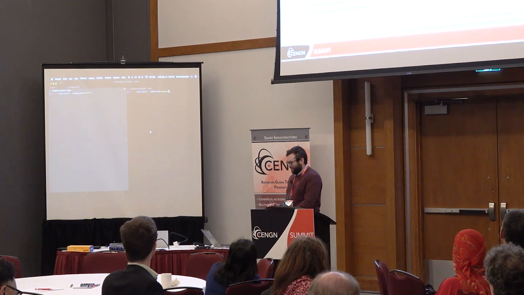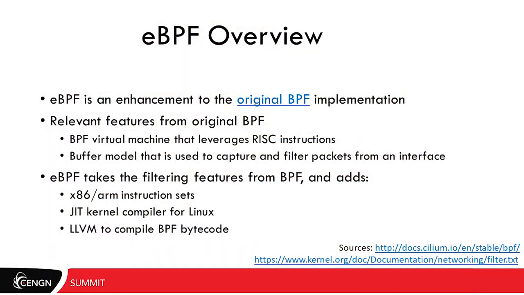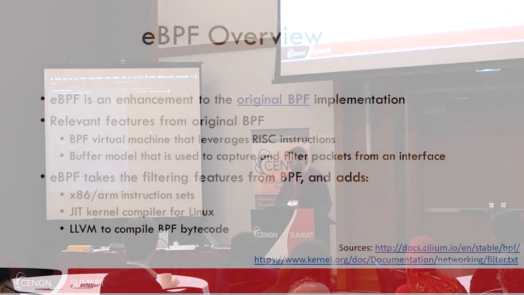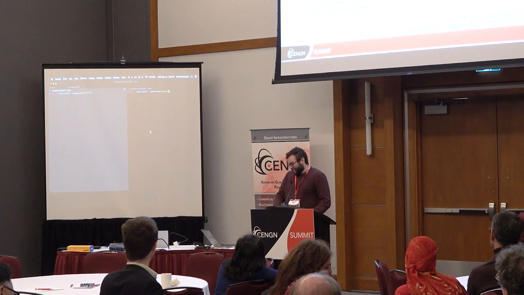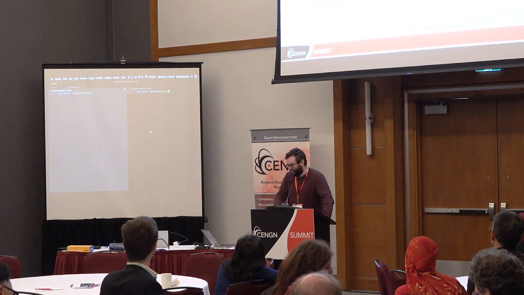So getting into a little bit of the nitty-gritty here, if you're super interested, you can go ahead and click those links. They're very long documents. The original BPF link there is a link to the actual paper that was the original implementation of BPF. But for the purpose of this talk, BPF originally defined a couple of main things that we're interested in, which are the BPF virtual machine that leverages CPU instructions to enable packet buffering and filtering directly from an interface. So obviously there's a lot of complexities happening in the kernel there, but BPF is the origination of that. eBPF is a slightly more recent development. As of Linux kernel 3.18, I think, eBPF is generally available.